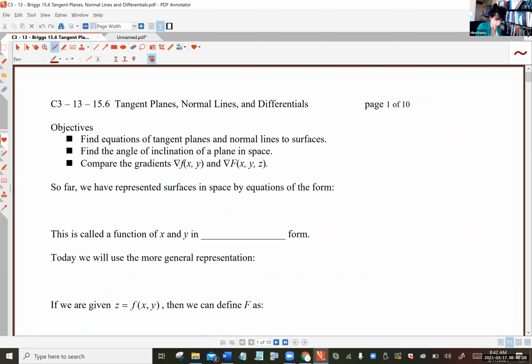So we're going to find equations of tangent planes today and also normal lines. We'll talk about that in a little bit. And we're going to look at the angle of inclination of a plane in space. And we're also going to once again compare the gradients, little del f, which is a two-dimensional vector, and big del f, which is a three-dimensional vector. Hopefully you don't get tricked between one or the other on the quiz or a midterm, because I will try to trick you. We'll see what happens.